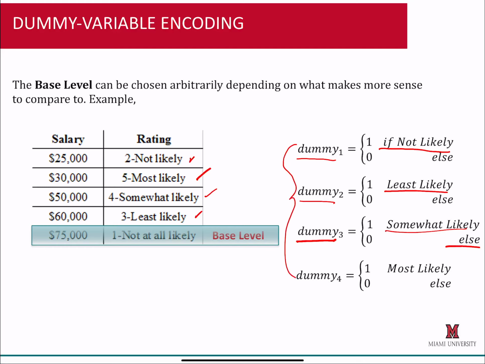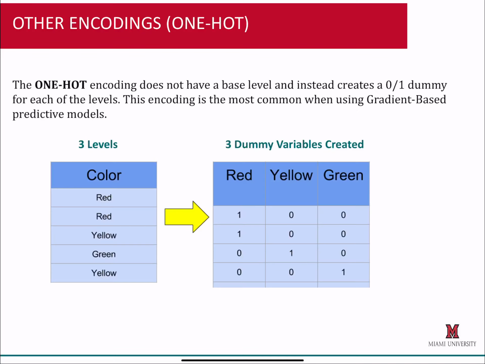But this generalizes to many levels. It's just going to be the number of levels minus 1 dummy variables that are created. This is not the only encoding. So dummy variable encoding is the most common to be used in regression. We'll see why a little later. But there are other types of encodings that we can use.